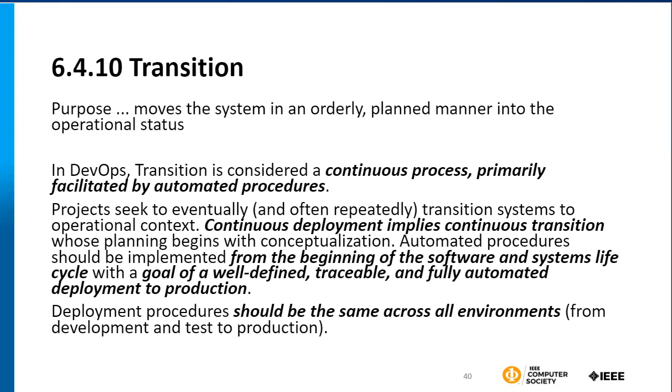Transition. This is transitioning the system from test into production. You have to make sure you've got the right practices in place so that your transition of the system into operational status is handled in a continuous way and facilitated by automated procedures. You cannot do transition in today's world, especially if you want to be a DevOps organization, unless you're making heavy use of automation.